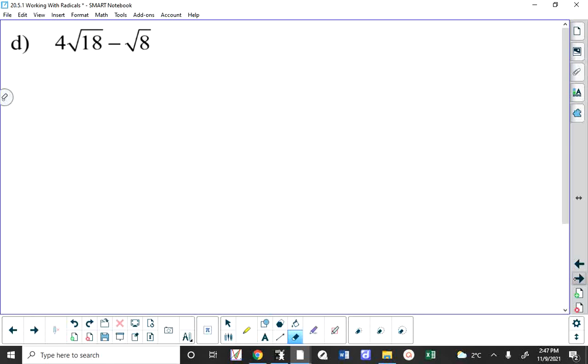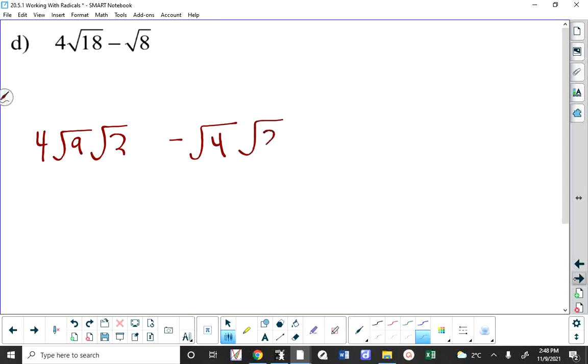Well, what about this? Can we subtract these? Well, no, because they're not like terms. But can we simplify root 18? Can we break root 18 down? And since it's a square root, I'm just going to go with 2 numbers. Can you find 2 numbers that multiply to give 18 where one is a perfect square? It's 9, right? So I would write root 18 as root 9 root 2. Can I do the same kind of thing with root 8? Yep, I can break it into root 4 root 2.